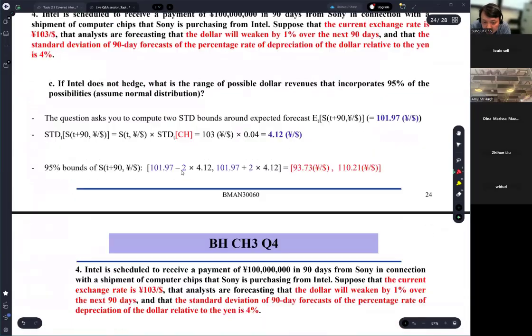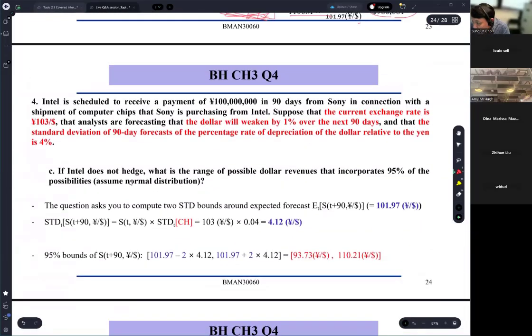Now, this is the last question. I'm going to go slightly over the time limit. If Intel does not hedge, what is the range of possible dollar revenue? The dollar revenue that incorporates 95% of the possibilities. We're going to assume normal distributions.